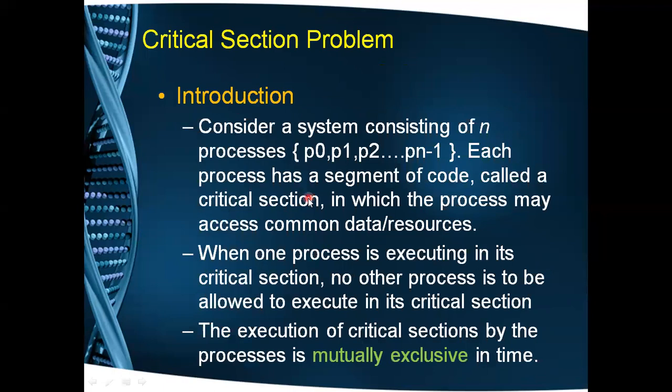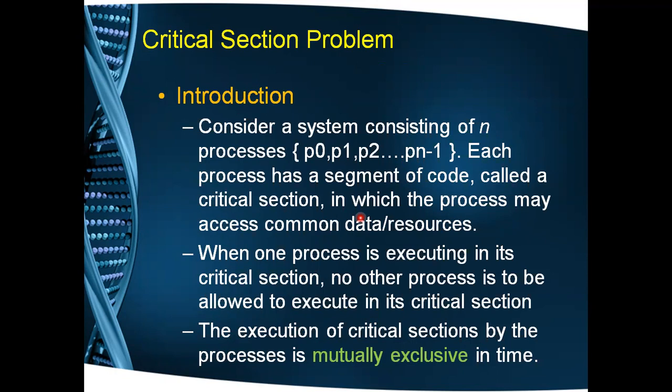Okay, so introduction. Here we are taking n number of processes. Each process has a segment of code called critical section. For example, for simple understanding, take two processes, P1 and P2. In P1 we have just 10 lines, in P2 we have 10 lines, just for example. In P1, the fifth line is going to access some common data. Similarly, in P2, the seventh line is going to access the common data.